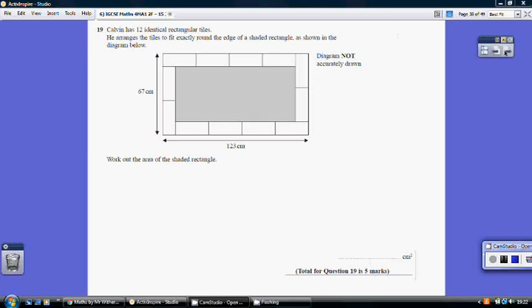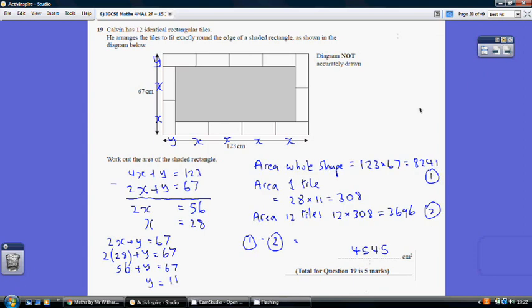Question 19. Now this was also pretty difficult, I thought. So let's kick off by just choosing to make the length of each of these rectangles X and the width of each of these rectangles Y. And then we can just construct a couple of equations. We know this whole length here is 67.